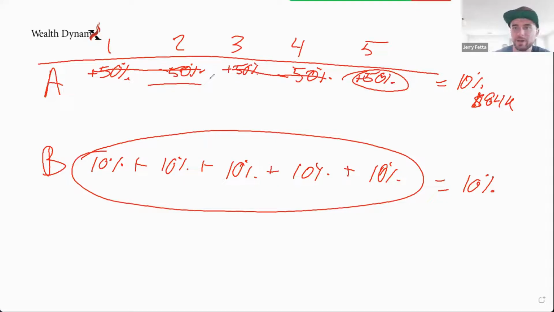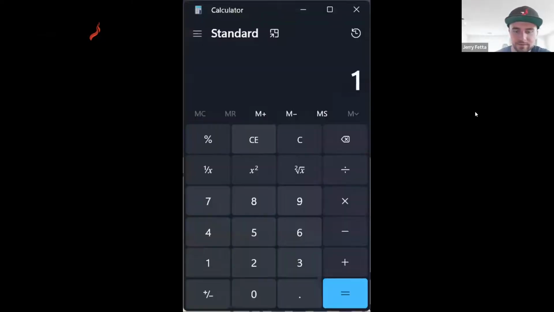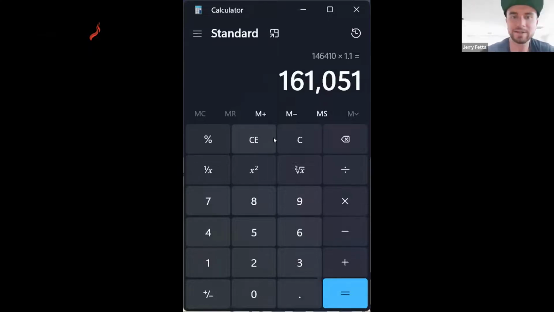Now, same thing. Let's look at the 10%. I put money into an investment. It's that same 100,000. And in year 1, I make 10%. And then in year 2, I make 10%. And then in year 3, I make 10%. And then in year 4, I make 10%. And then year 5, I make 10%. Okay, so I'm up to $161,051. Okay, 10% return.